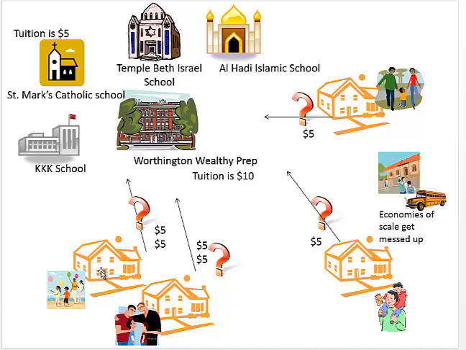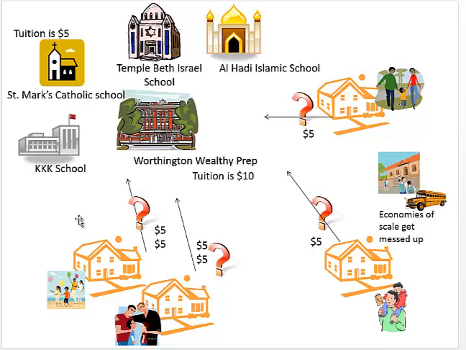So say, for example, this family says, I want to send my kids to St. Mark's Catholic School. Well, the tuition is $5. Their voucher is $5. Tuition will thus be fully covered by the voucher to go to St. Mark's Catholic School. But what if they wanted their kids to go to Worthington Wealthy Prep? The tuition there is $10, but the voucher is just $5. So what does the family have to do? They have to come up with an additional $5 on top of the voucher.